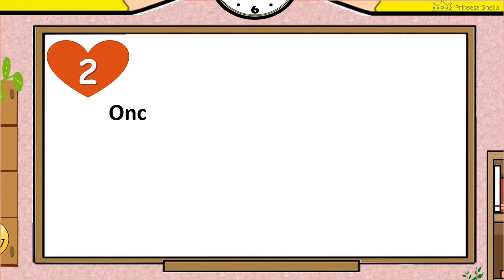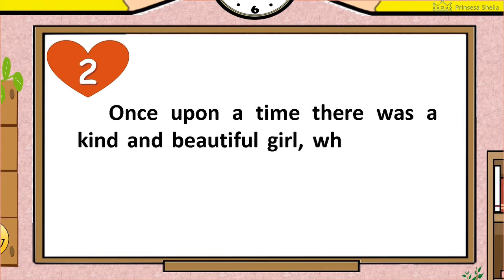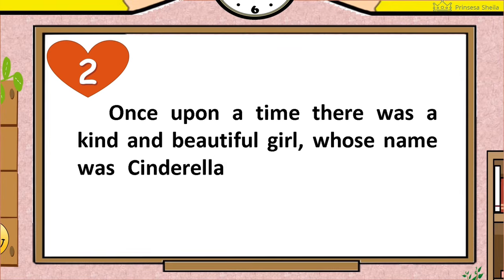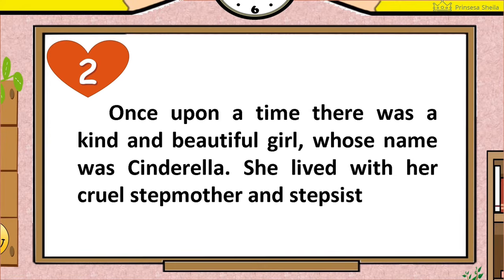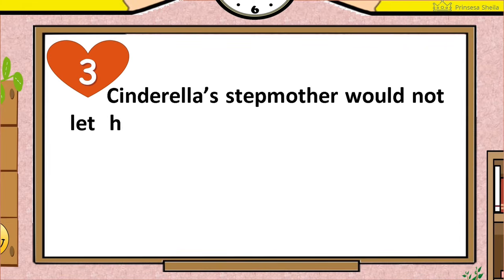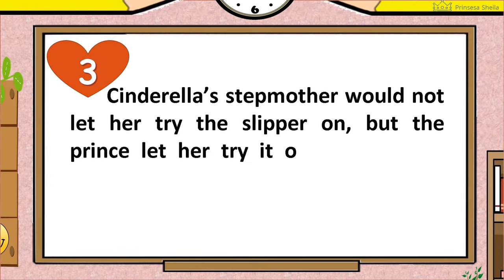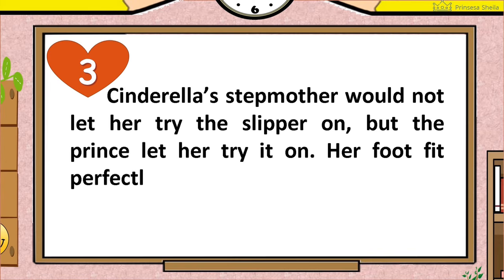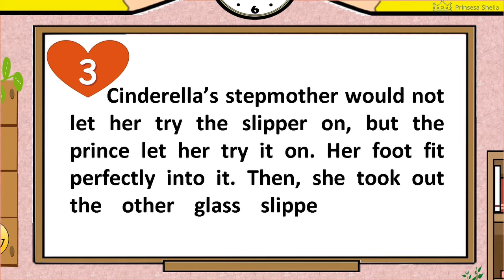2. Once upon a time there was a kind and beautiful girl, whose name was Cinderella. She lived with her cruel stepmother and stepsisters. 3. Cinderella's stepmother would not let her try the slipper on, but the prince let her try it on. Her foot fit perfectly into it. Then she took out the other glass slipper from her pocket.